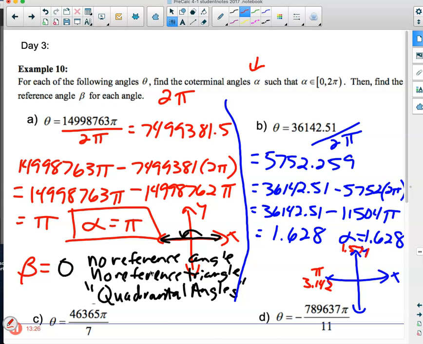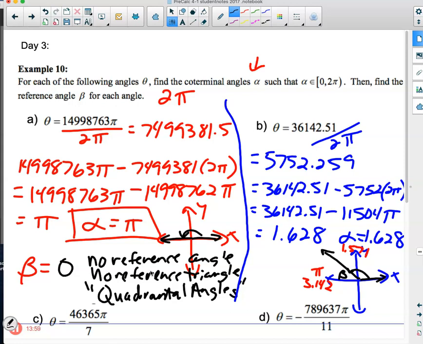So we realize, initial side, this is going to go a little past that 90 degrees. Like so. Well, how far past that 90 degrees? Because that's what we need. This is a reference angle right here. Well, that's not going to be real hard math either, because we need to know what's pi minus this 1.628.